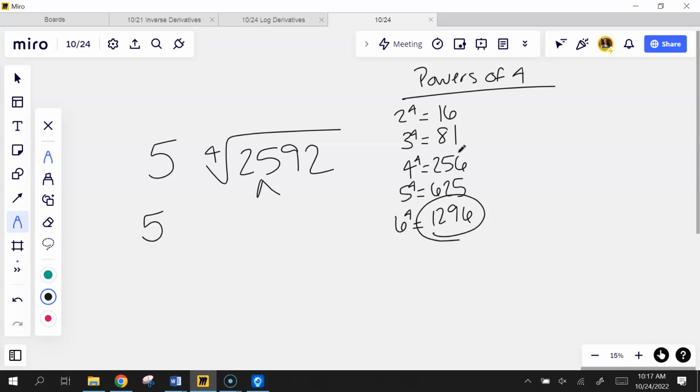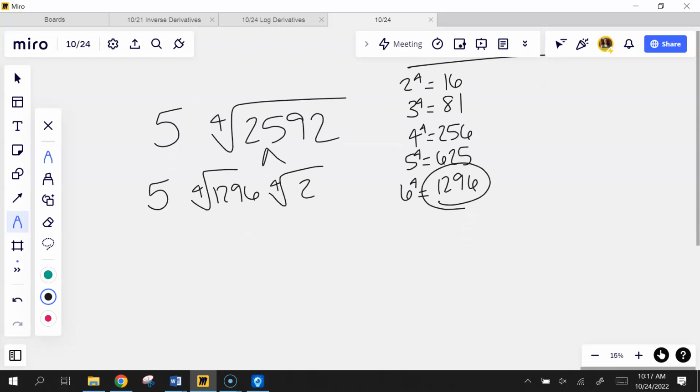All right. So this is fourth root, 1296 times the fourth root of 2. This is 6, yes. So I have 5 times 6 times the fourth root of 2, which is 30 times the fourth root of 2. I do need the plus or minus because it is an even root.